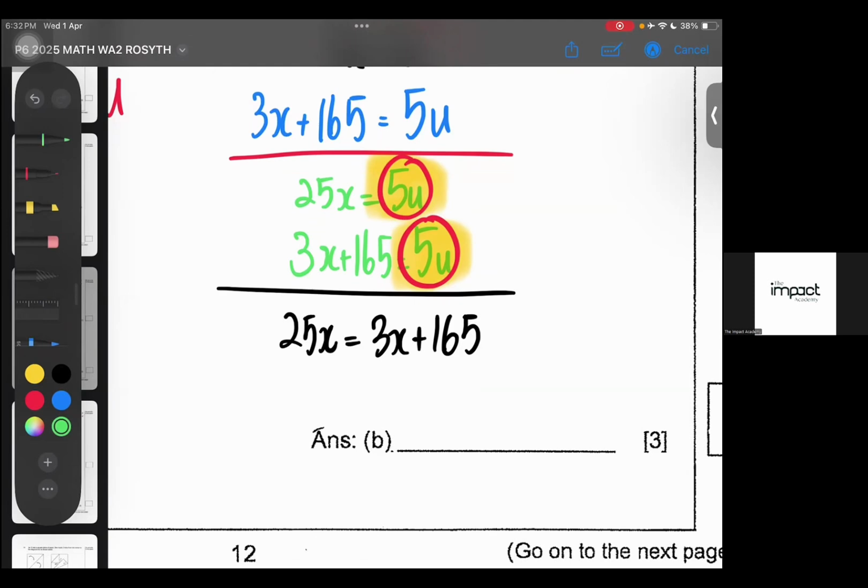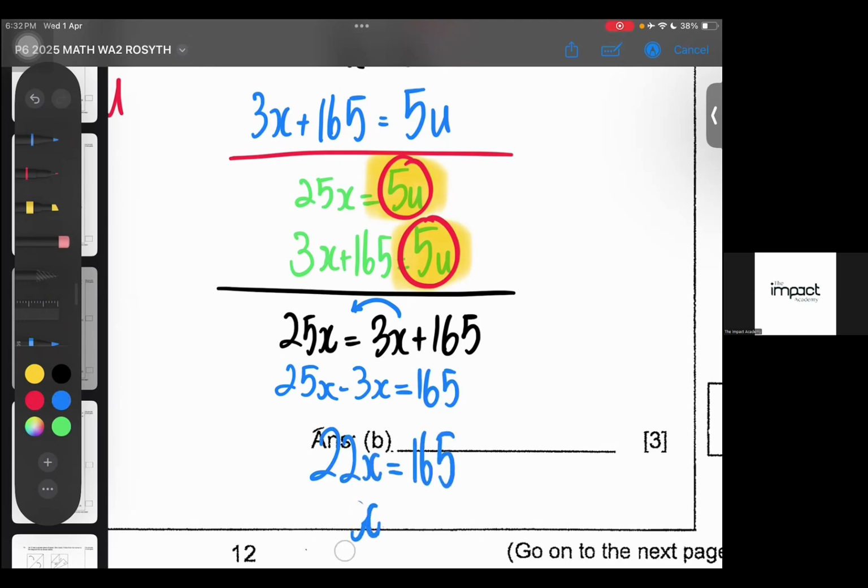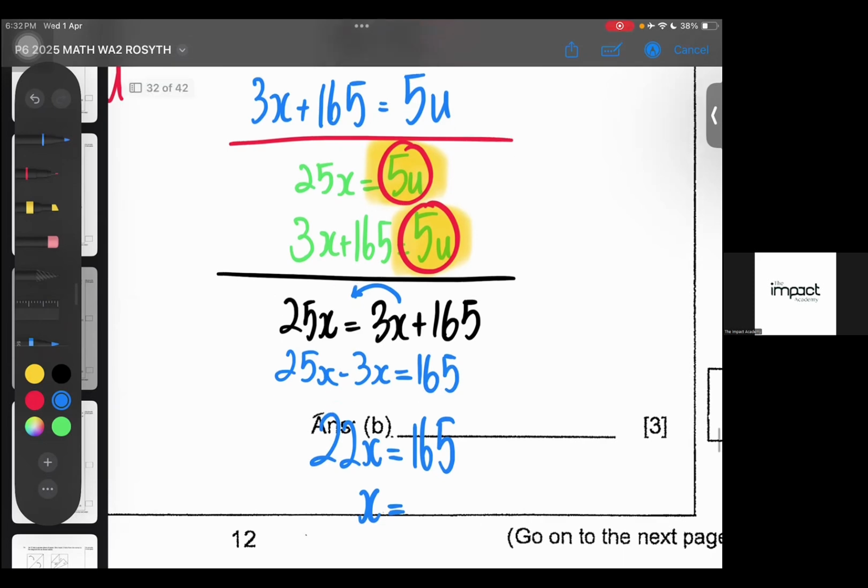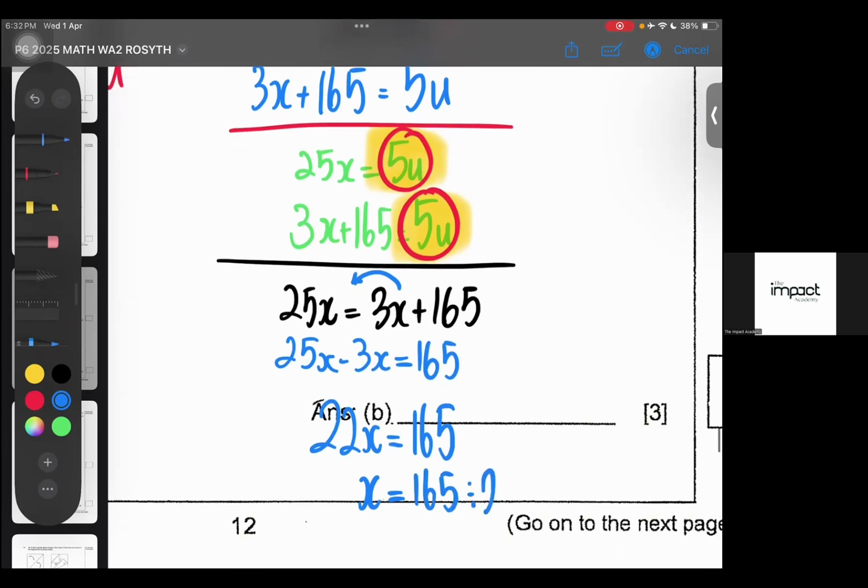Then now what do I do? I bring this over, right? I minus 3x, equals to 165, right? 22x is equals to 165, right? You sure? Are you certain about this? 22x equals 165. 165 divided by 22. Does it make sense to you? What's wrong with 7.5? 7.5 is okay. If it's 7.543821, it's not okay. Understand? Because 0.5 is just 7.5.